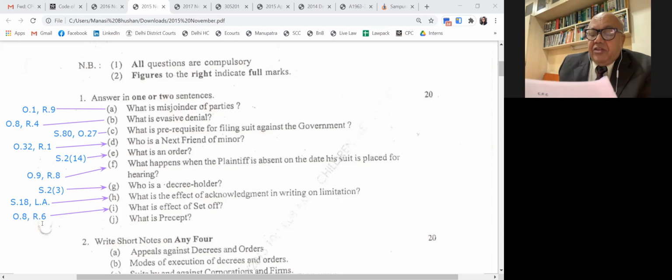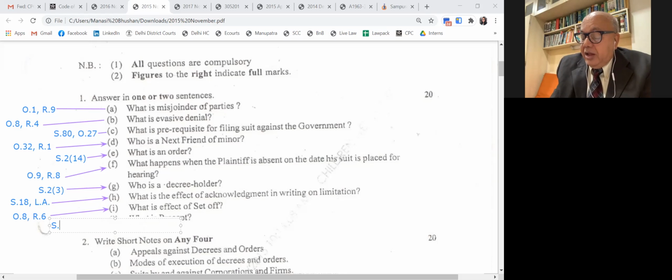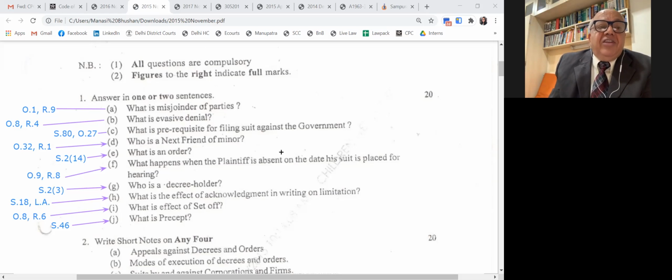Now, precept is dealt with under Section 46. It has come again. A precept is a letter written by the executing court to another court, to whom the decree is sought to be transferred, for attachment of the property. The executing court writes a letter to the transferee court, requesting that the property of the defendant which is in the jurisdiction of that court may kindly be attached. Okay, that is called a precept.